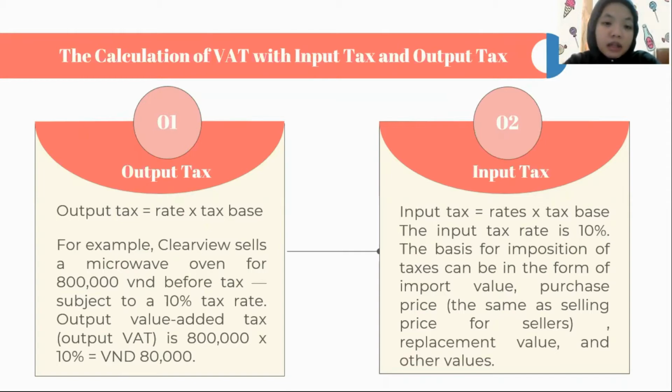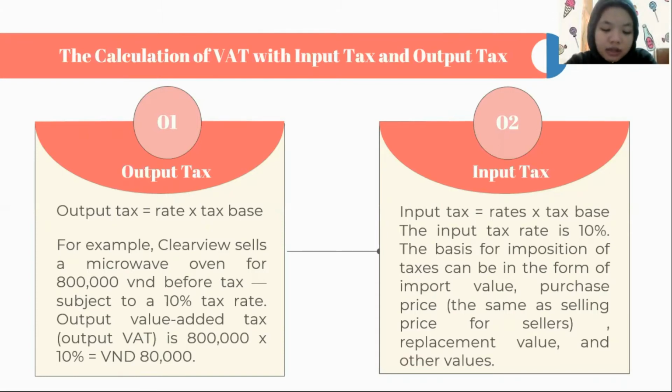For example, Clearview sells a microwave oven for 800,000 BND before tax, subject to a 10% tax rate. So the output tax is rate multiplied by tax base, that is 10% multiplied by 800,000. So we got 80,000.